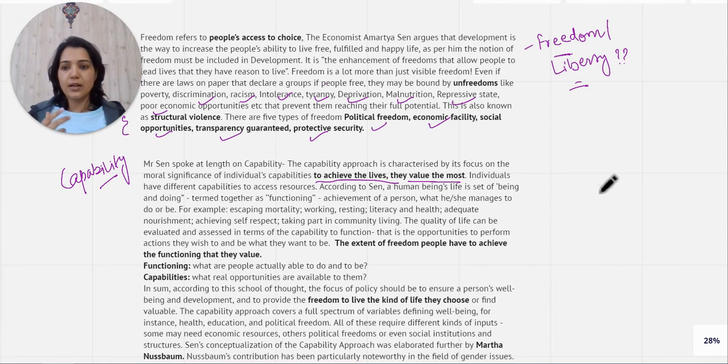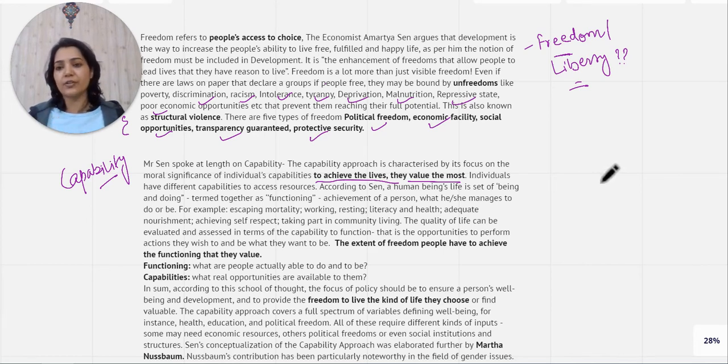For example, person X is handicapped and can't ride a bicycle. The government just gave away lots of bicycles, right? Now the government is counting this as a developmental factor, but that is useless for that person who is not capable enough to ride the bicycle. So the government is deciding on the distribution of resources as per the capability of the people. This is very important, right?